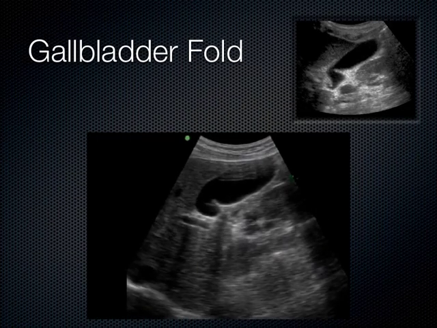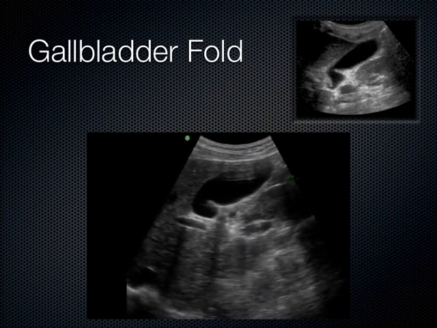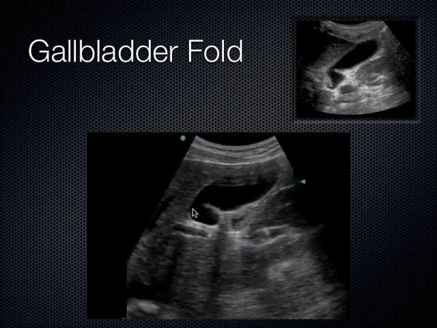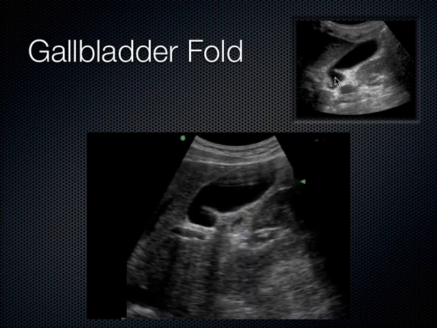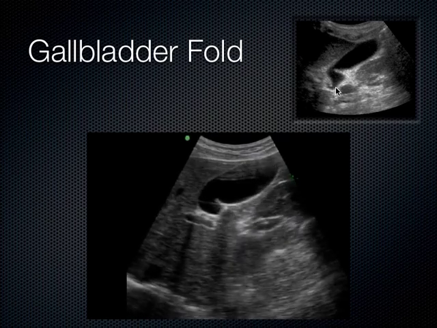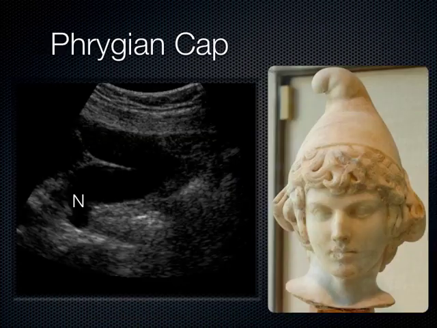Now, this is what a fold down here in the neck of the gallbladder looks like. When you see a fold in the neck of the gallbladder, it's called a fold in the neck of the gallbladder. It doesn't have a fancy name. But when you see a fold up in the fundus of the gallbladder, now it's got a cool name. It's called a phrygian cap. We can see this phrygian cap up here, and sometimes stones will get wedged up here. It doesn't mean anybody has a pathologic problem. It's just a common anatomical variant of the gallbladder.